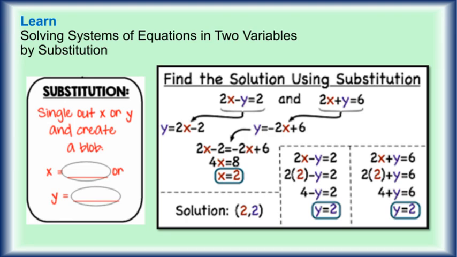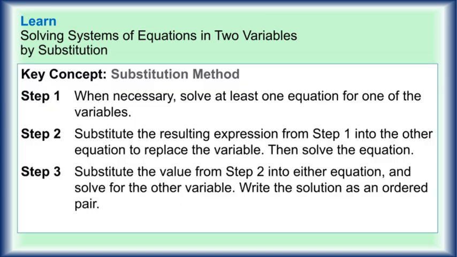When you're solving systems of equations in two variables by substitution, all you're doing is substituting one equation for the same variable in the other equation. In order to do that, we're going to have to solve one of the equations for one of the variables. So step one, solve at least one equation for one of the variables, whether it's x or y. Then step two, you're going to substitute the resulting expression from step one into the other equation, replace the variable. Then you're going to solve the equation. Step three, you're going to substitute the value from step two into either equation and solve for the other variable.